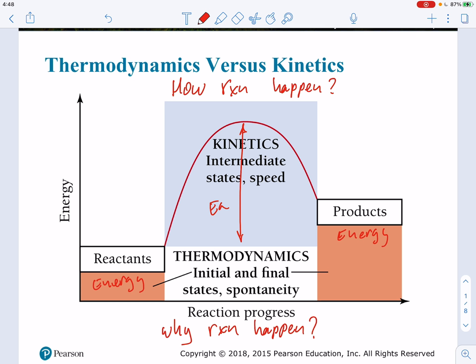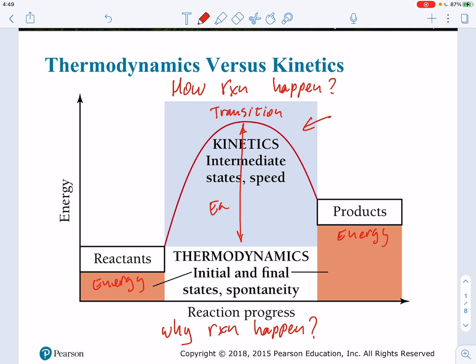It's a difference in energy, but it's not something that you can actually measure. You can measure somehow the energy of the reactants and the energy of the products, but remember, this is the transition state. There is no way to measure that, so it's pretty much calculated. So that box here is what chemical kinetics worries about: how the reaction is happening.